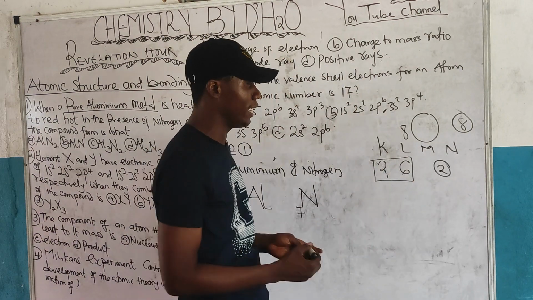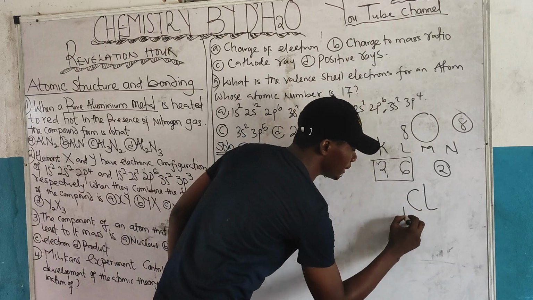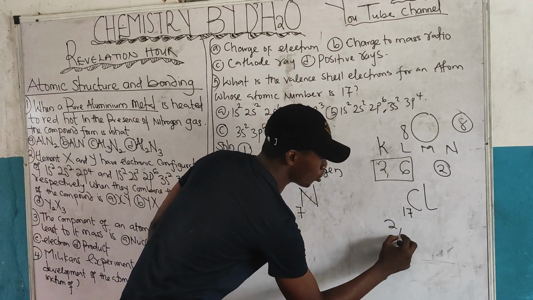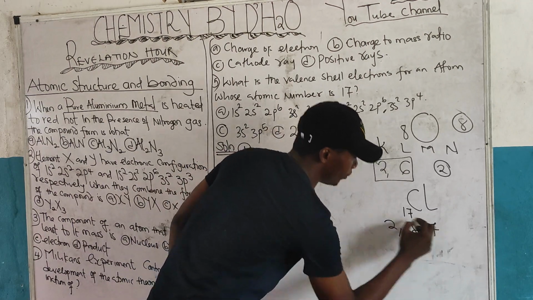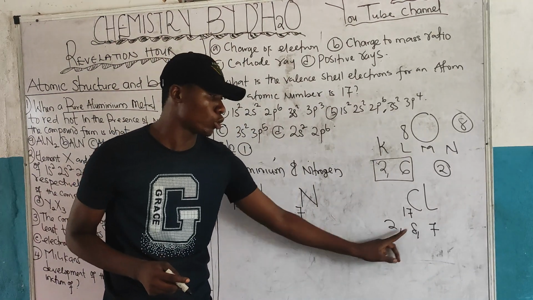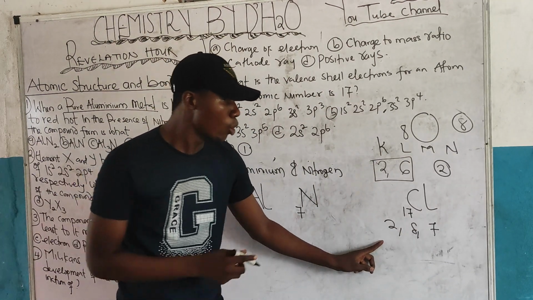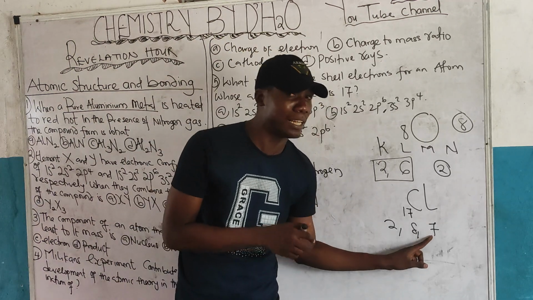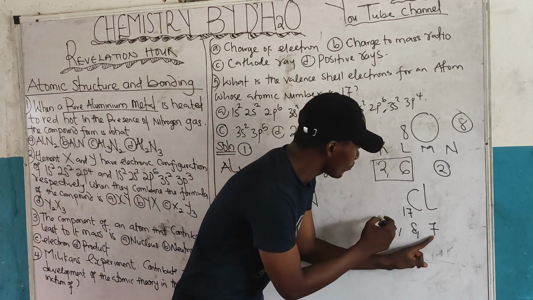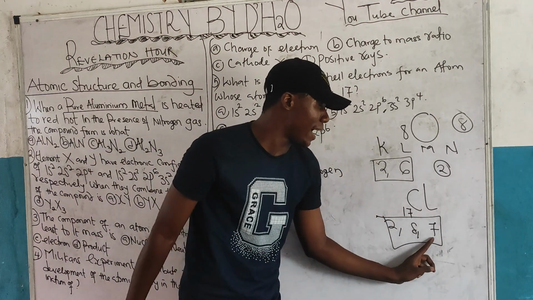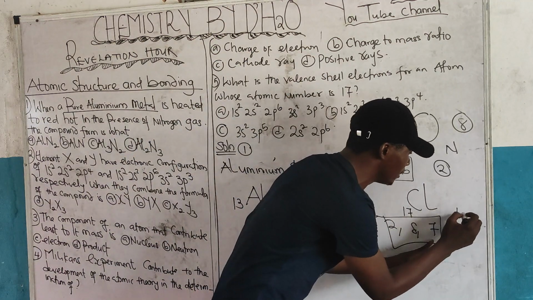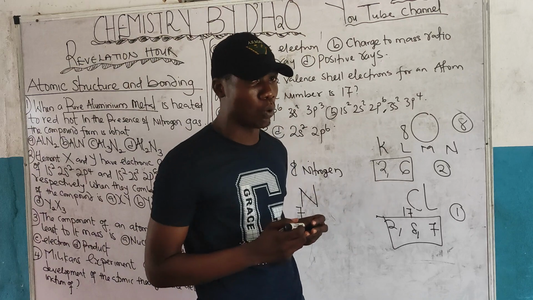Okay, if I give you another element like chlorine, chlorine is the 17th element of the periodic table, and that will give us 2, 8, 7. If you have 2, 8, 7 as the electronic configuration of chlorine, it means that the valency will be the number that should be added to the last number to give us a total of 8. So if I have 2, 8, 7, what will I add to 7 to give us 8? It is 1. So because of that, the valency of chlorine is equal to 1.